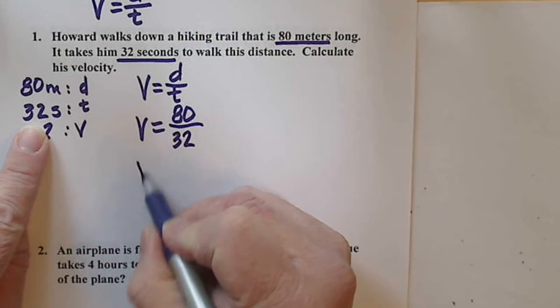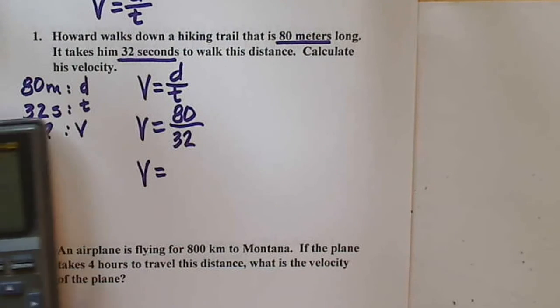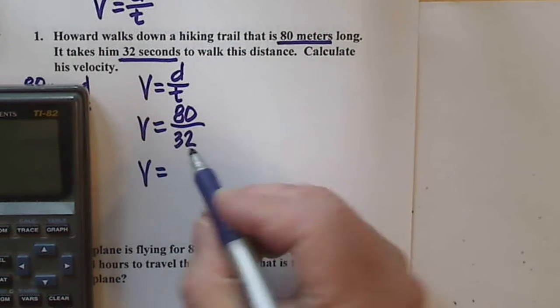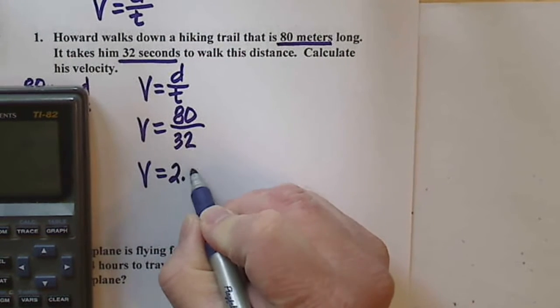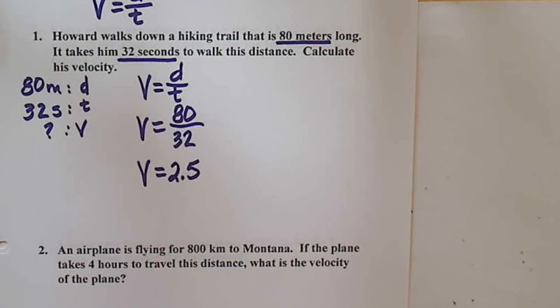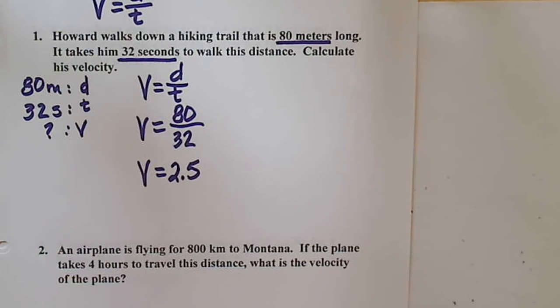So then the last step, we're going to take our calculator, and we're going to say 80 divided by 32, and we get 2.5. Okay, so 2.5. Now, what are the units that have to go on the end there?